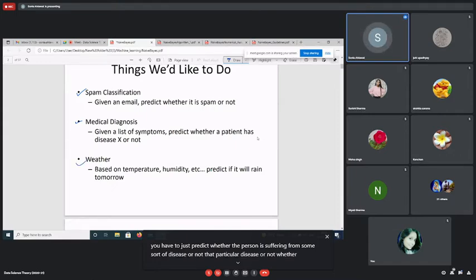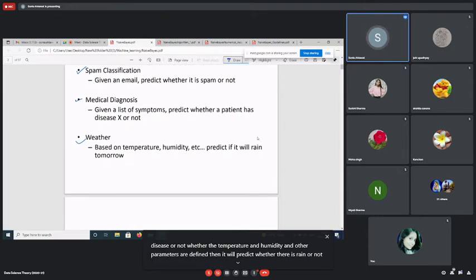Whether today's weather, according to the temperature and humidity, will it rain or not? So just understand the terms I am using every now and then. Spam, is it a spam or not? Medical diagnosis: if the symptoms are there, whether that particular patient is suffering from that particular disease or not. Whether the temperature, humidity and other parameters are defined, then it will predict whether there is rain or not. Fine. So I have something called yes or no, true or false.